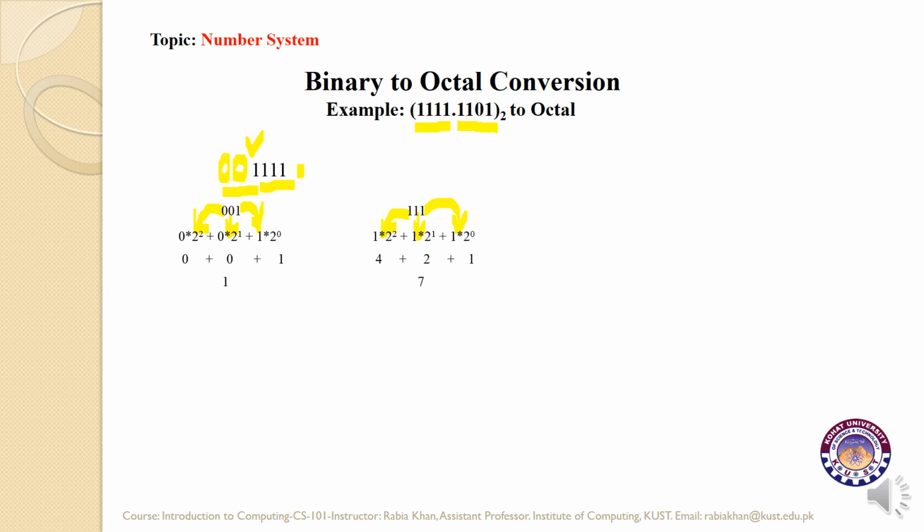Now we perform the same method for the fractional part. In the fractional part, again, the grouping must start from the decimal point, so the grouping will go from left to right. Here you can see the decimal point. The first group is 1, 1, 0. The second group is 1, which is left alone, so we add 2 zeros with it to complete its group.